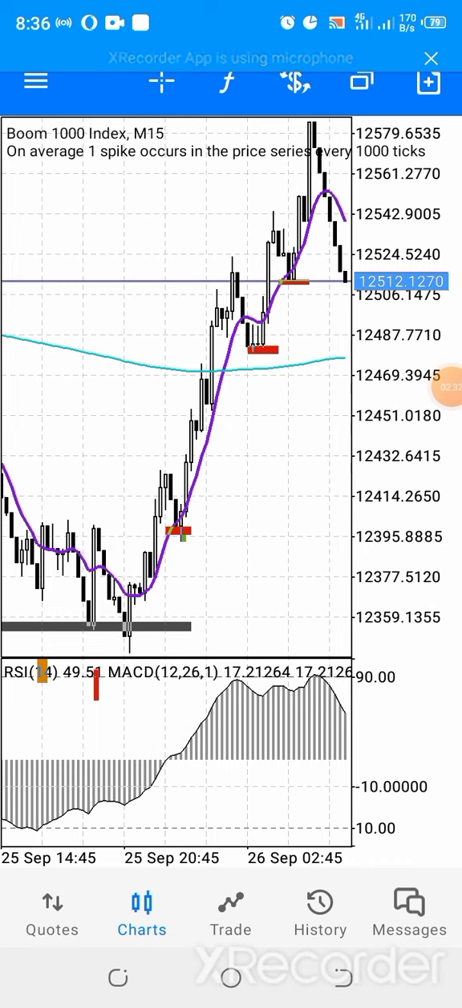Also, if you're a new trader, new or old, and you have a very small capital, let's say from $10, and you want to raise your money, Boom 1000 is safer than Boom 300 and the rest. Please take note of that. Okay, so this is it.